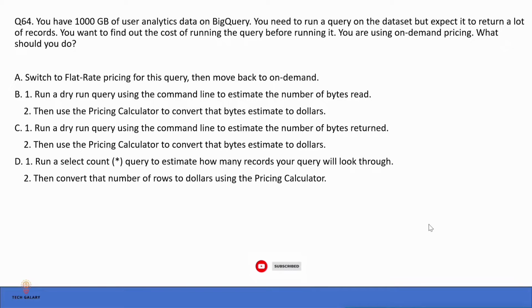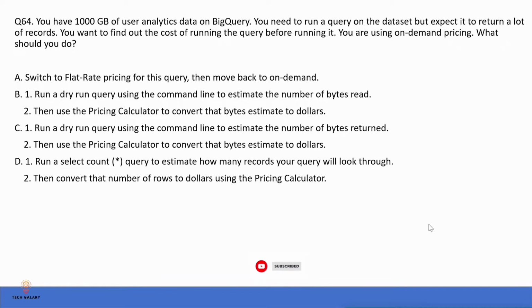Option A, switch to flat rate pricing for this query, then move back to on demand. This option is not correct because first we need to purchase the dedicated query processing capacity for enabling the flat pricing, and this is not a cost effective option if we just want to estimate the cost of running a query.